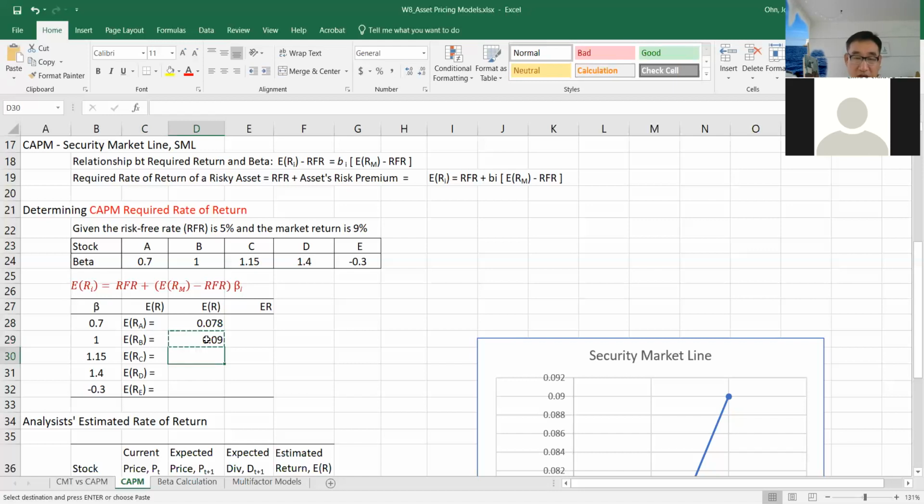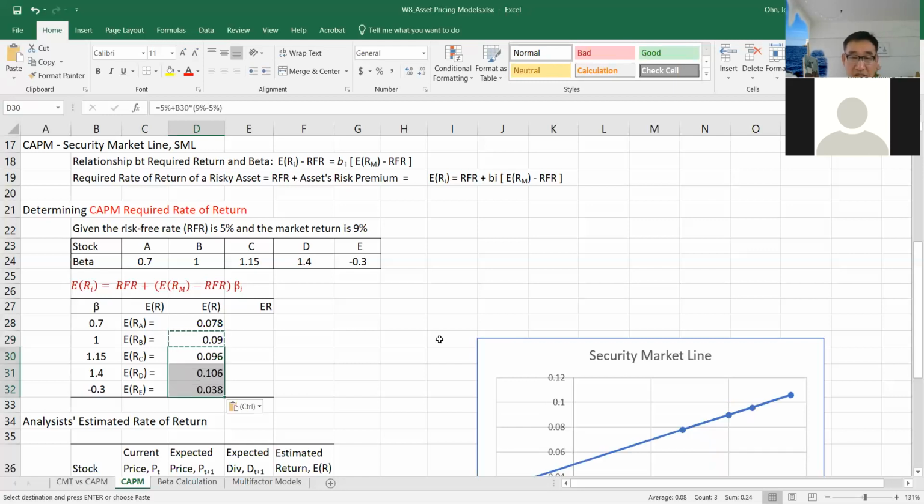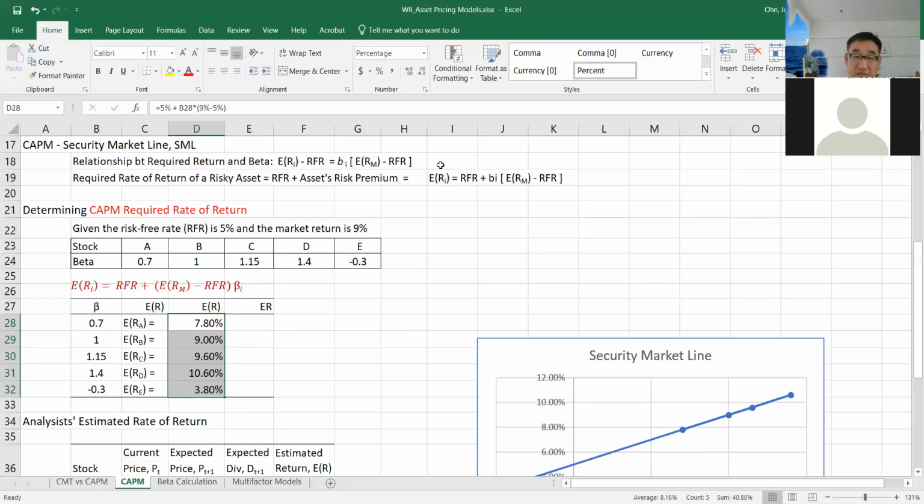All right, now we did apply that one. Let's now copy and paste. These are all CAPM returns, all right?